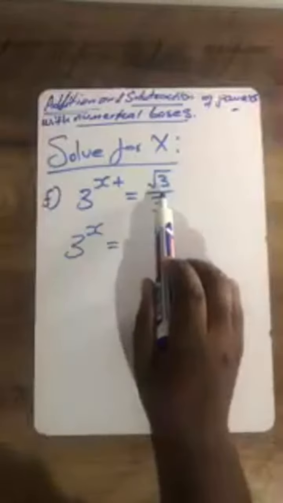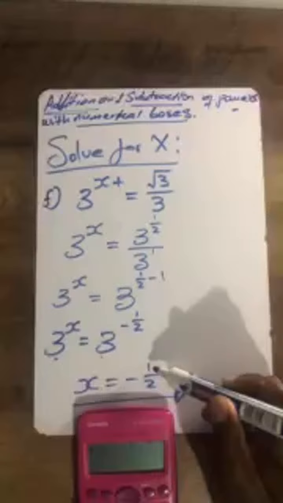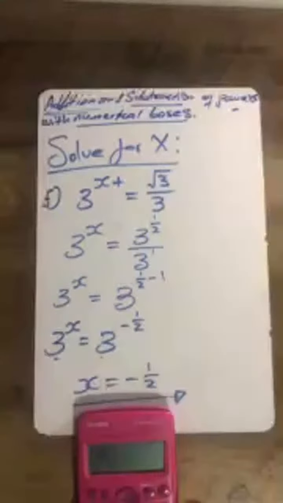I think it's negative a half. Take negative half over 2.